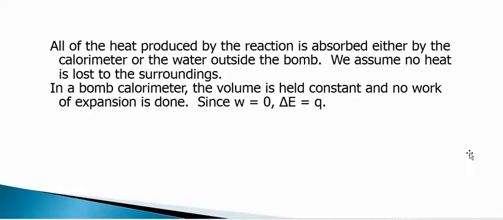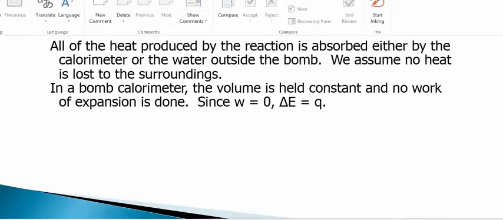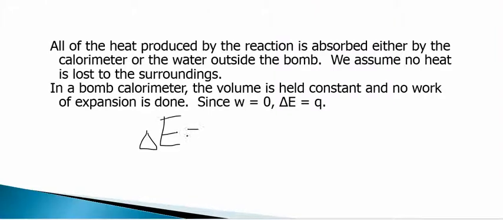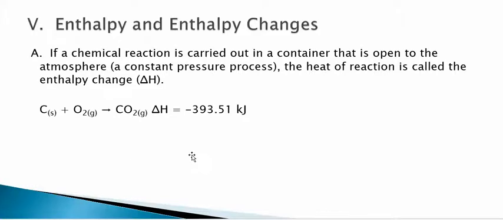In a bomb calorimeter, the volume is constant, and so there's no work of expansion done. If we go back to the first law of thermodynamics, if there's no work done, delta E, which is the change in internal energy, equals Q, which is heat. If a reaction is carried out in a container open to the atmosphere, like in a beaker, the heat of reaction is called the enthalpy change, delta H. So if we're at a constant pressure process, delta H equals Q, where delta H is enthalpy.